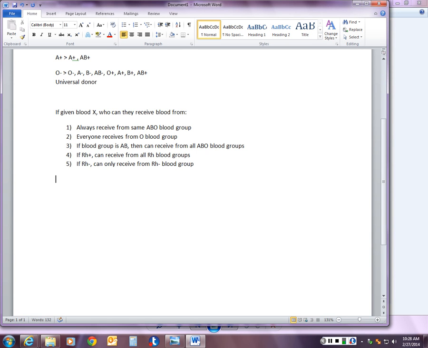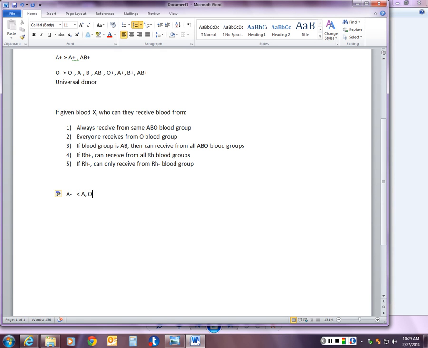I know it's a lot of rules, but let's do an example here again, and let's try to show you how this all works out. So let's do A negative in this situation. And we're going to reverse the direction of the arrow here. Notice we're going towards. So we're trying to figure out who they could receive blood from. If we follow rule number 1, you can always receive from your same ABO blood group. We'd have to put down A. We follow rule number 2. We put down O because everybody receives from O. If the blood group is AB, well, we can stop there with rule 3 because this blood type is A negative. So we've got the possible ABO blood groups that can donate to a person who is A negative.